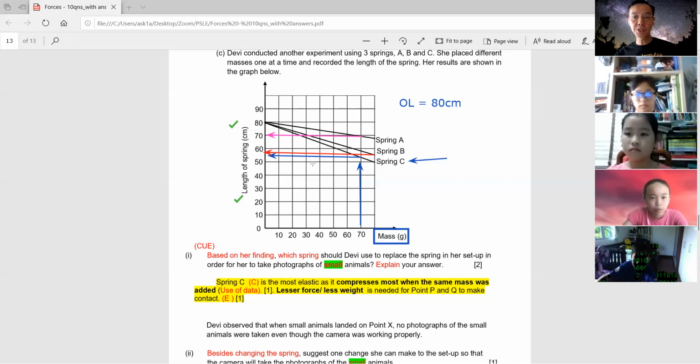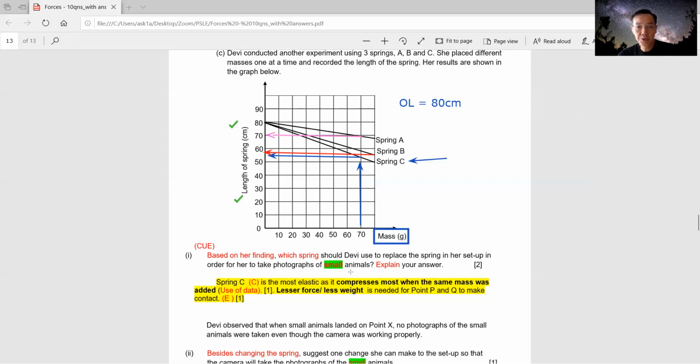So now you come back to this question. Based on this person's finding, which spring should Davy use to replace the spring in the setup to take photographs of small animals? Small animal means what? They have lighter mass, so I want the spring to be more sensitive. So you put spring C. Okay, understand?